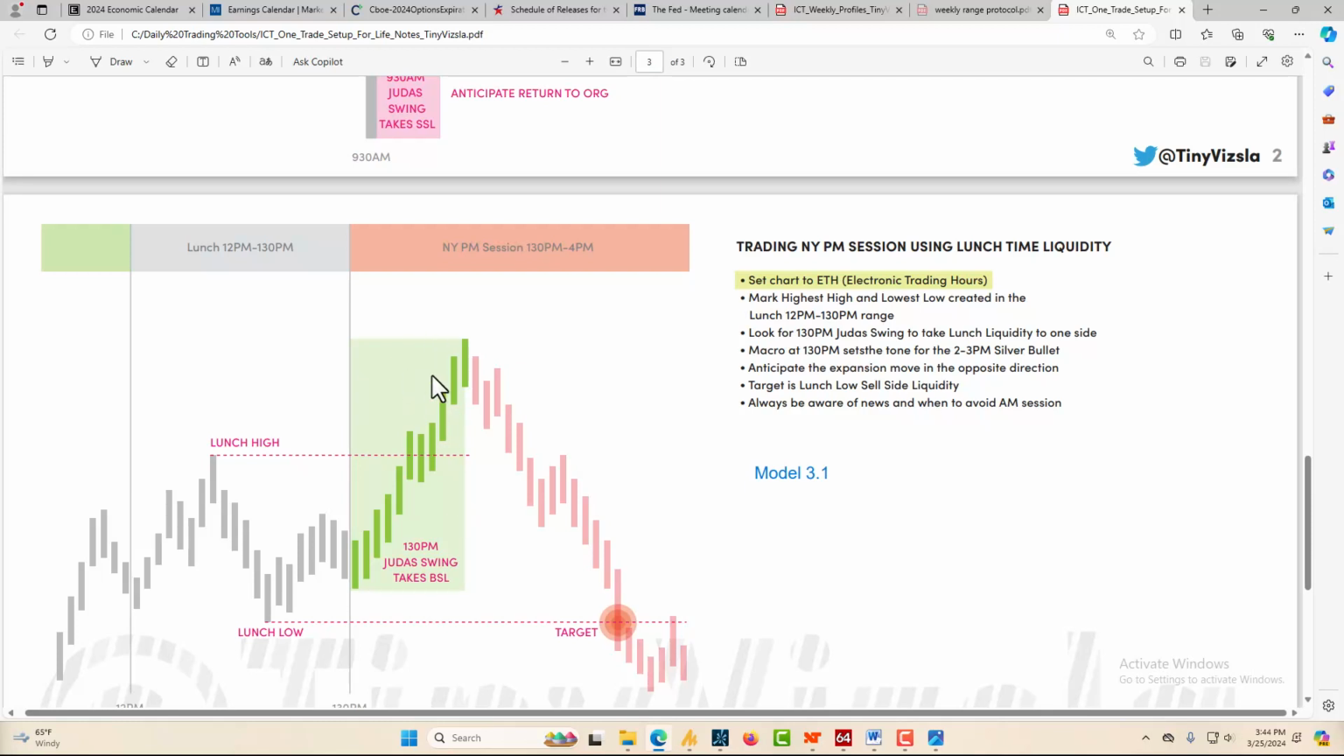It's totally understandable because it's the first time we practice this model. The other day we saw this model play out, and today is the first time we practice it. At least it came to our mind, so that's a good thing, it's starting to work at our subconscious level. So basically we mark the high and low for the lunch, which is from 12 to 1:30, and watch out for the swing. Take out the buy side and then it reverses to the low.